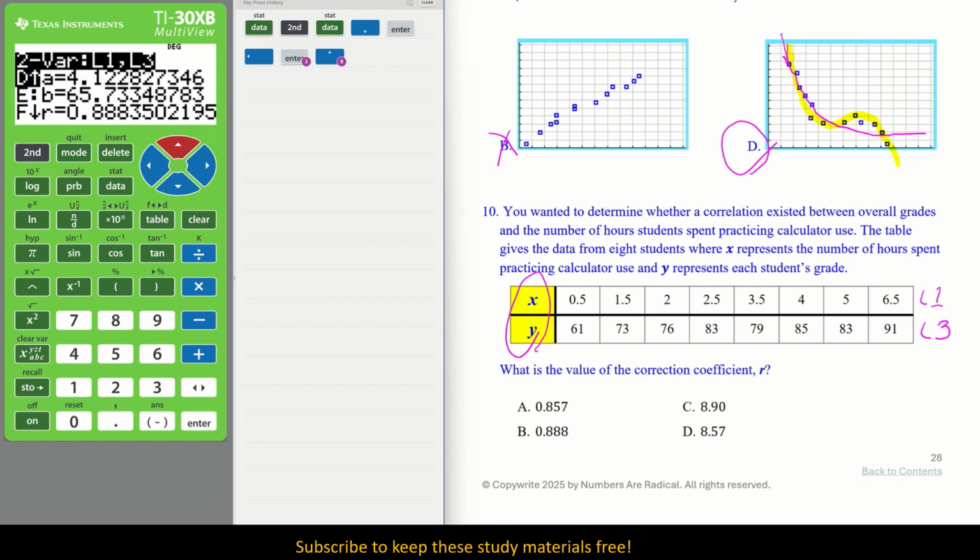Well, it is obviously a pretty strong positive correlation. So yes, calculator use and practicing with it does help, which some of us know if you go to take a test, you do know it helps. All right, and that's what we're trying to learn here. So looks like option B is what we need.